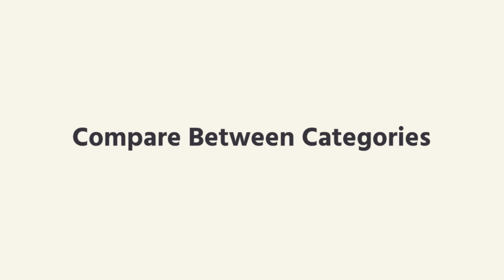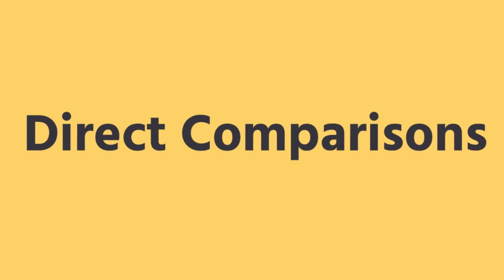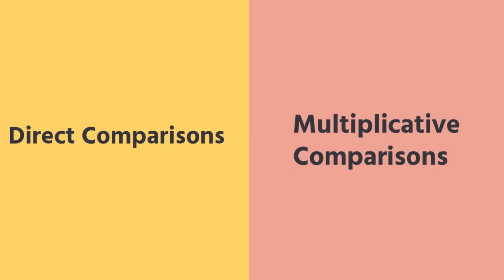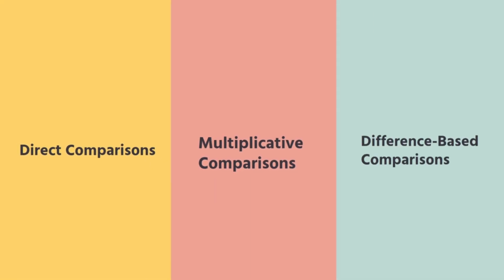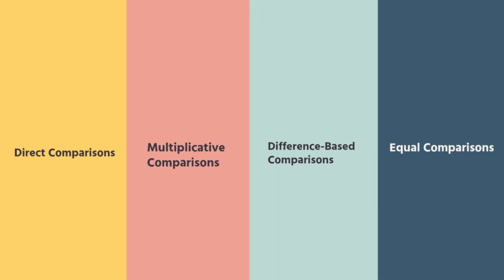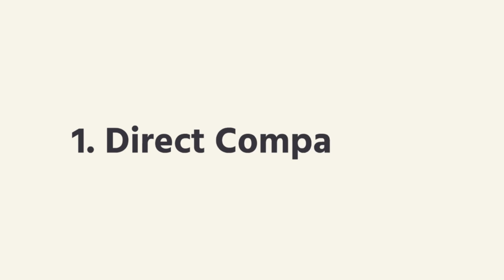Third, compare between categories. This is the most important method for comparing pie charts. There are four main types of category comparisons. First, direct comparisons. Second, multiplicative comparisons. Third, difference-based comparisons. Fourth, equal comparisons. Let's dive into the details.